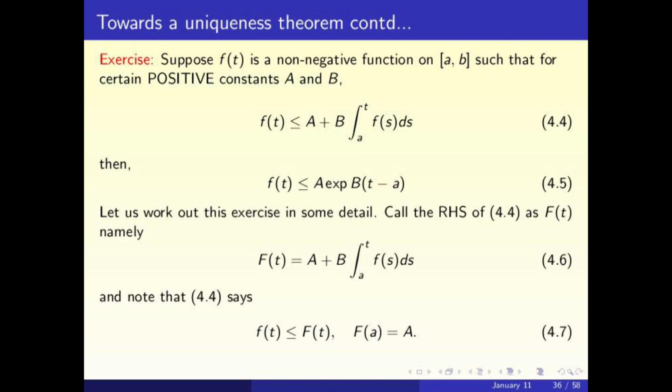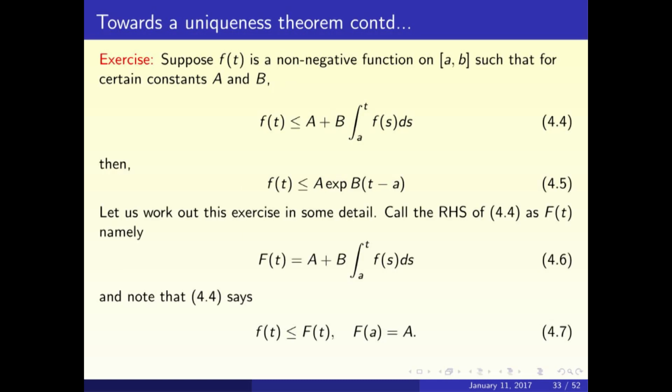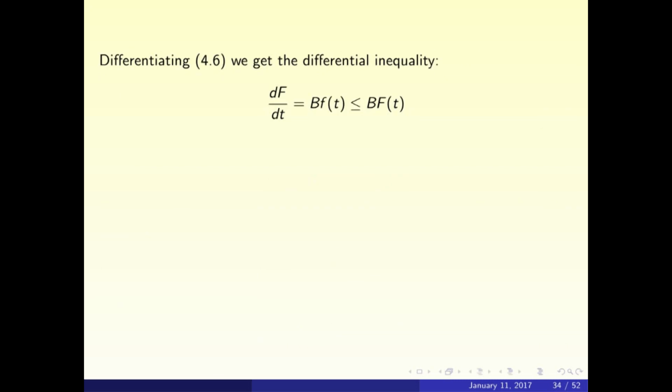Call the right hand side of 4.4 as capital F of t. Capital F of t is A plus B integral a to t f(s) ds. Then notice that little f is less than or equal to capital F, and capital F evaluated at little a is capital A. 4.7. What do you do next? Differentiate 4.6. What do you get? dF by dt equals B f, right? You use the fundamental theorem of calculus to differentiate 4.6. dF by dt equals B times little f. But B times little f is less than or equal to B times capital F. You got a differential inequality.